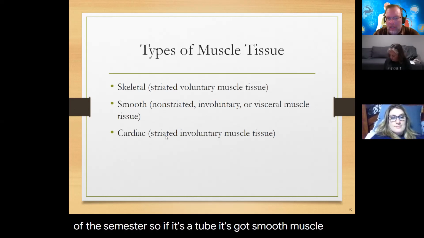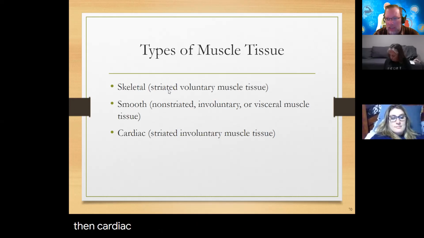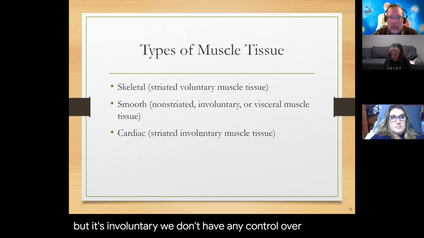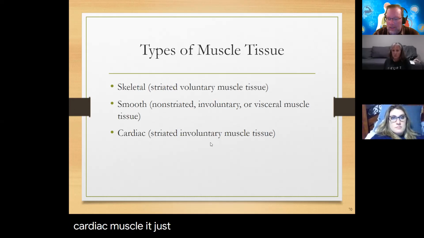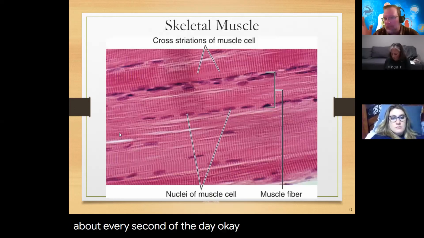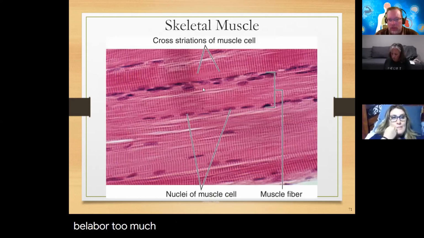And then cardiac is striated, so it's similar to skeletal in that way, but it's involuntary. We don't have any control over the cardiac muscle. It just beats, and we don't have to tell it to. Thankfully, or we wouldn't get anything done. It has to beat about every second of the day. And again, we spend plenty of time on cardiovascular and the heart, so I'm not going to belabor too much. I do just want to introduce you to some of these slides and what they look like under the microscope.